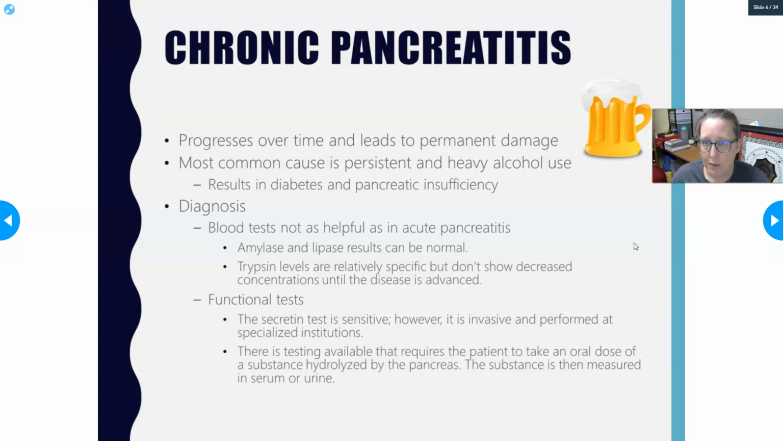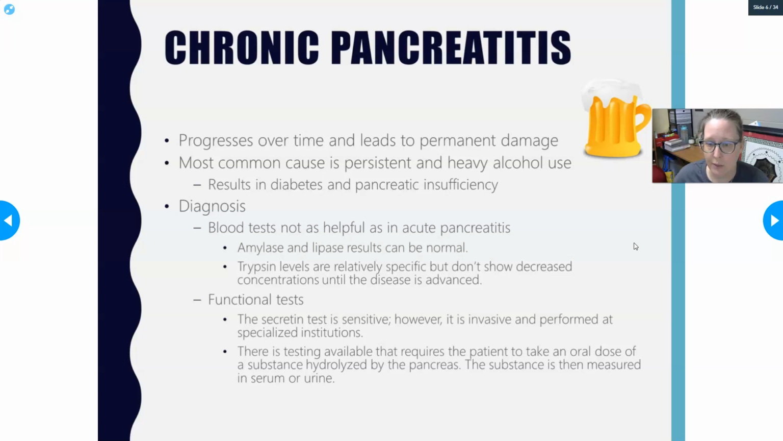So how do we diagnose chronic pancreatitis? Well, this one's a little bit harder. The blood tests are not as helpful as in acute pancreatitis because the amylase and lipase results can often be normal. Trypsin levels are relatively specific, but they don't show decreased levels until the disease is really advanced, so not very helpful there. There are a few functional tests that can be done. The secretin test is sensitive, but it is an invasive test because they have to be intubated with a tube all the way down into the duodenum. It's performed at specialized institutions only, so again, not widely available.